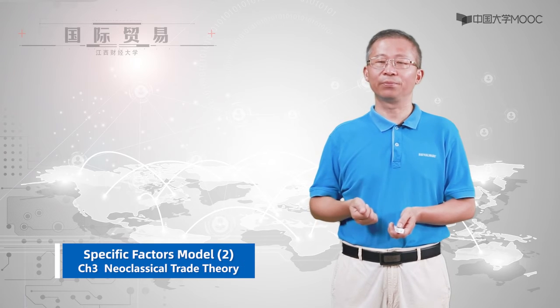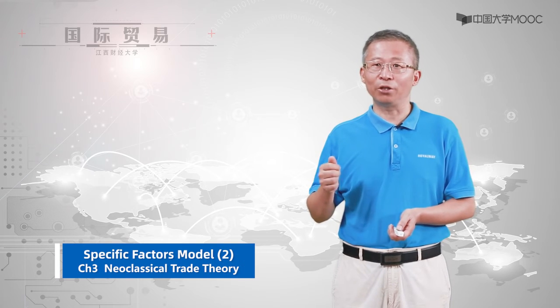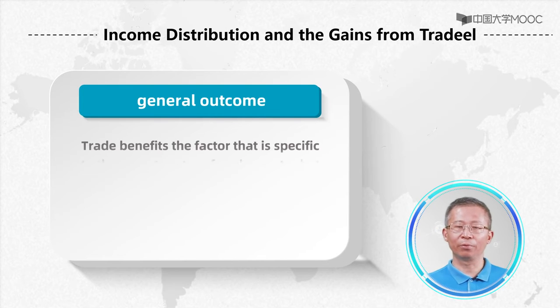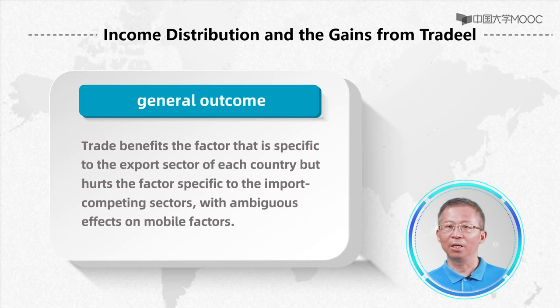Opening to trade will increase the relative price of the good in the export sector. If we link this prediction with the result regarding how relative price changes translate into changes in income distribution, we can get a general outcome. Trade benefits the factor that is specific to the export sector of each country, but hurts the factor specific to the import-competing sectors, with ambiguous effects on mobile factors.